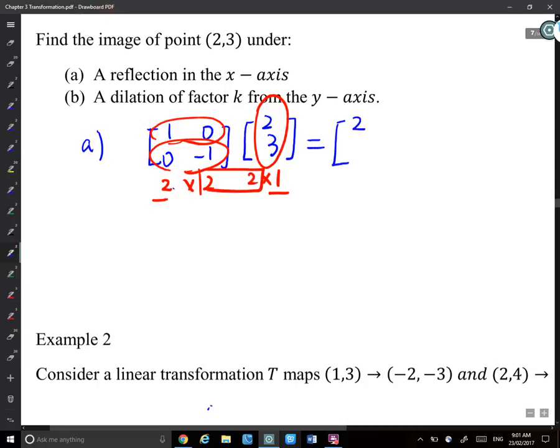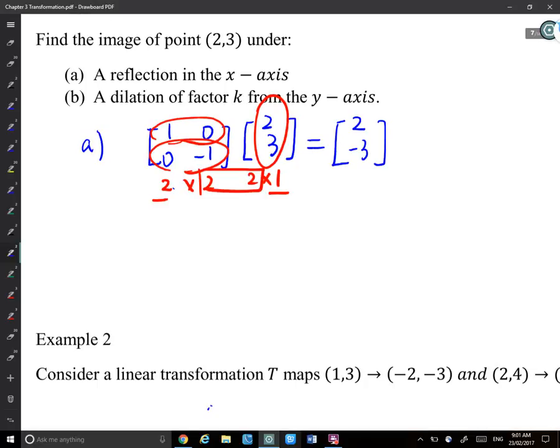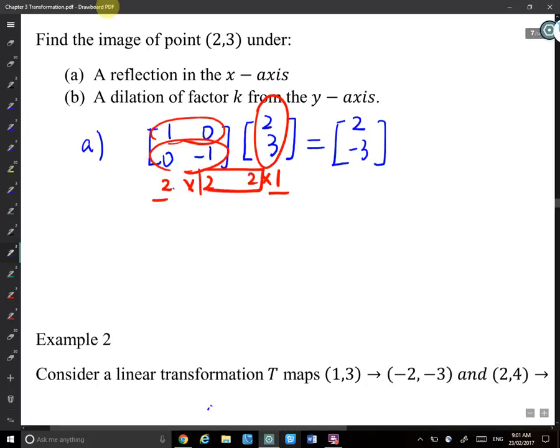So it's 2 and minus 3. It's 1 times 2 plus 0 times 3, and 0 times 2 plus -1 times 3. So it's 2 and -3. That's how you times the matrix.